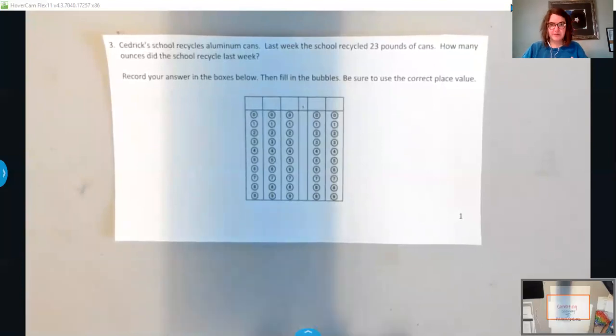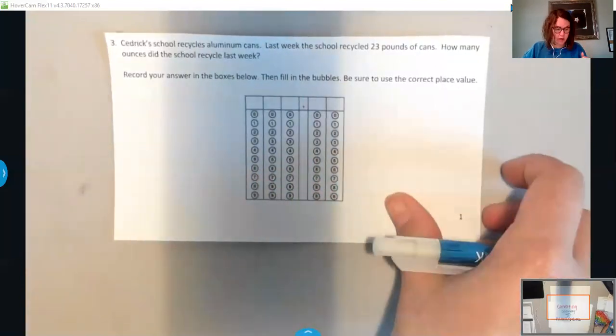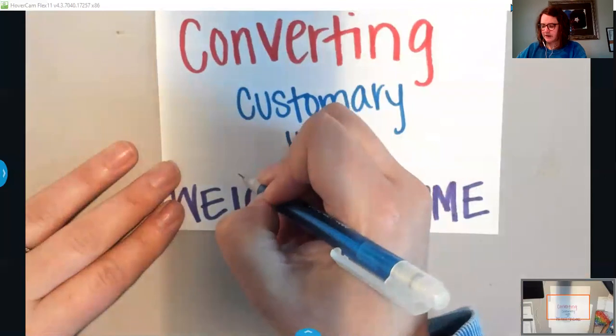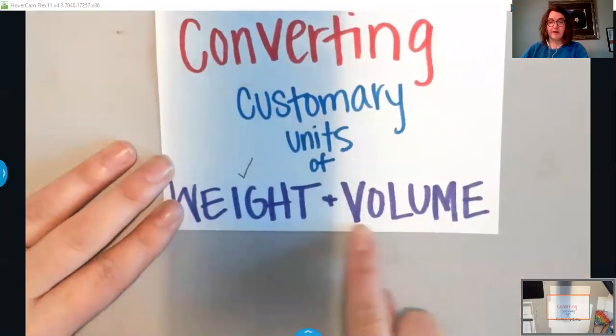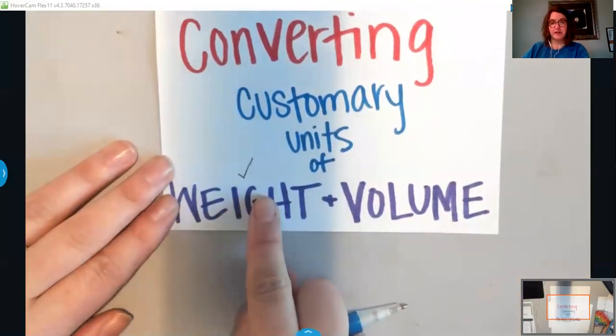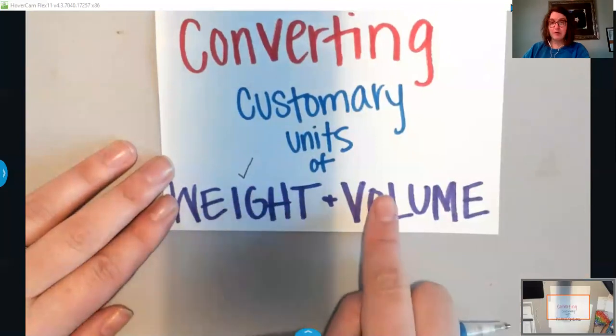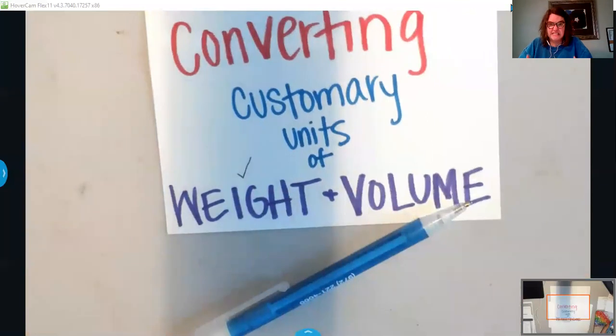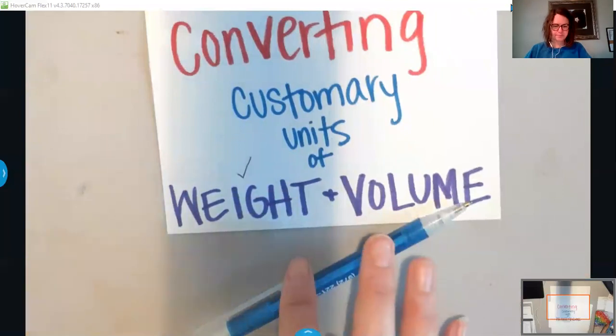All right, you should be done with this one. Now we're going to move on to converting customary units of volume. We just got done with converting customary units of weight. Now we're going to move to volume. Remember, weight is like how heavy something is. Volume is the amount of liquid space something takes up. So we're going to look at liquids when we look at volume.